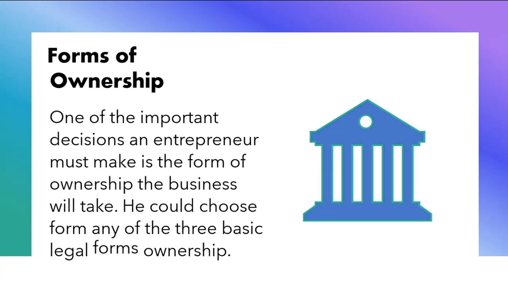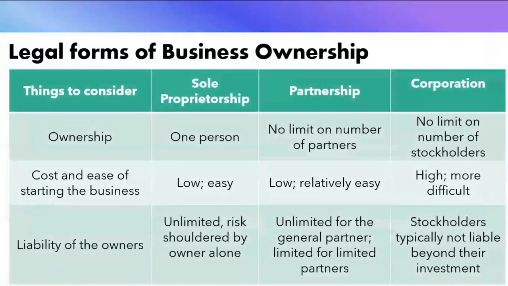Okay? Next naman is yung legal forms of business ownership. So, ito yung mga considerations na kailangan nating tandaan sa pagpili ng form of ownership na maaari ninyong gamitin. Okay? So, nandito yung comparisons among the three forms of ownership. Nandito rin sa first column, the things to consider. So, in terms of ownership, ilan ba ang magmamay-ari niyan? So, nakikita ninyo, for the sole proprietorship, isa lang yan. For the partnership, wala namang limit ang number in terms of partners.